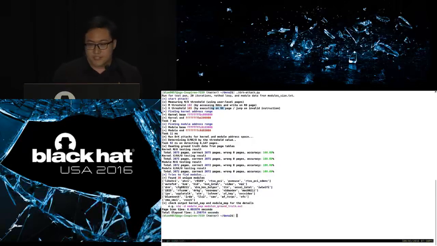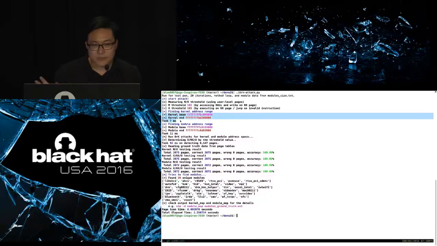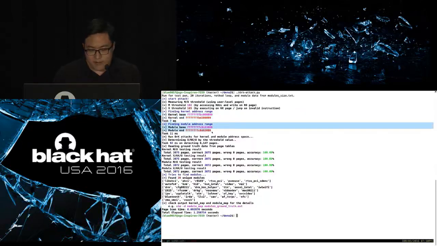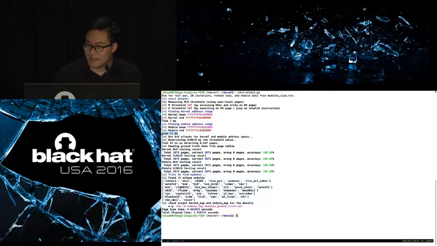Then we scan all the kernel addresses to find the kernel ASLR slide, and finding that region took just about 7 milliseconds. It's very fast. We do the same thing on the module area, which took about 11 milliseconds. Then we go through each 4 kilobyte page to measure the permission of each page. We measured over 6,000 pages, and it only takes 92 milliseconds, which is less than 0.1 seconds, to break kernel ASLR in Linux.